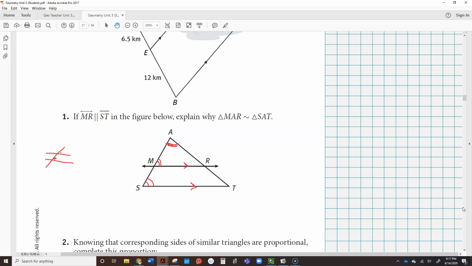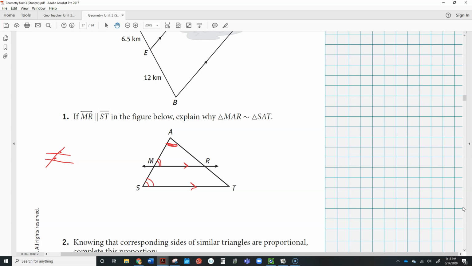Corresponding meaning that they're in the same location. So at this intersection, this angle M that we're talking about is the top right angle. And for this other intersection, angle S right there is in the top left position. So they're both top left angles. That's what makes them corresponding. And since they're corresponding, they're congruent.